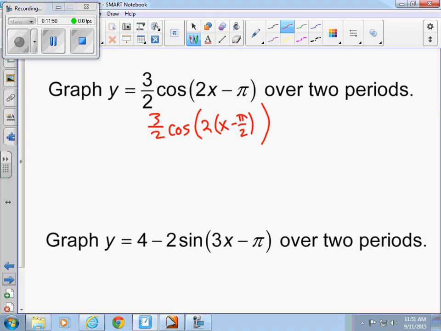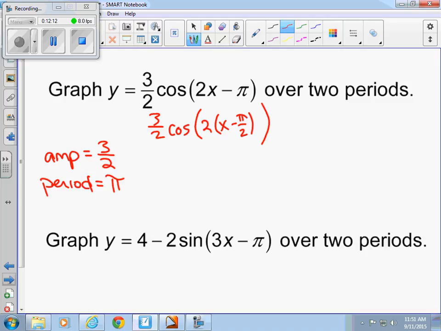Okay. So the first two things I'm always going to find are amplitude and period. Period and amplitude. So the amplitude and the period.